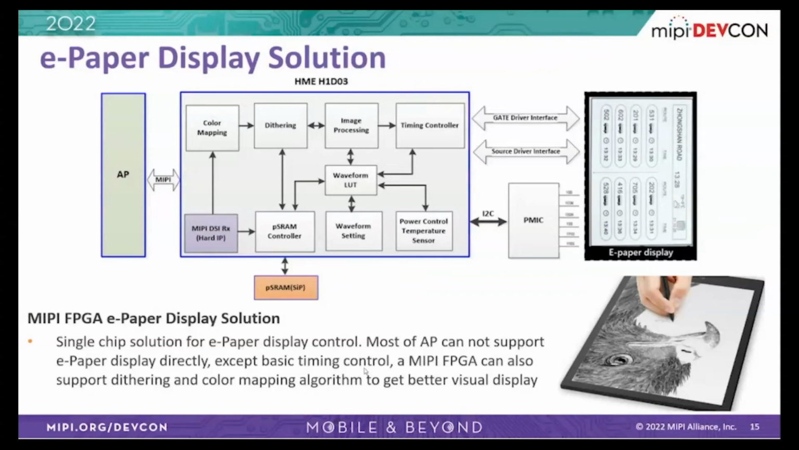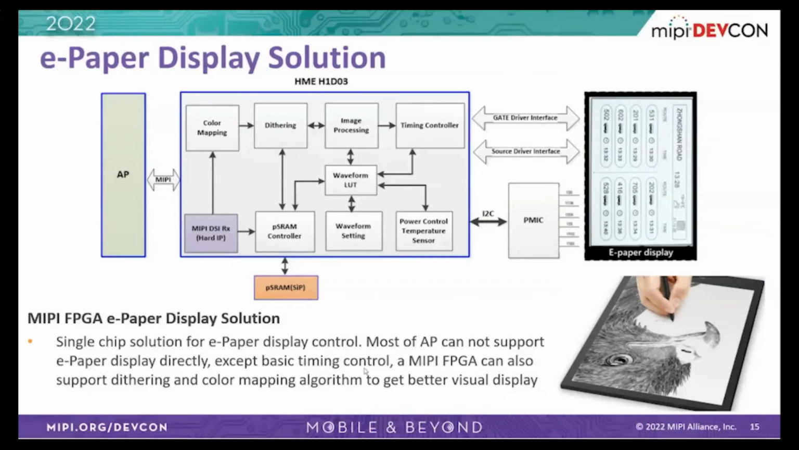First, the H1D03 needs to get the display data from the application processor through the MIPI interface. Then it has to follow the e-paper display interface rules to drive this display. And except for these basic functions, the FPGA can also do some intermediate processing, like color mapping and dithering, to increase the frame rate or to enhance the image quality.